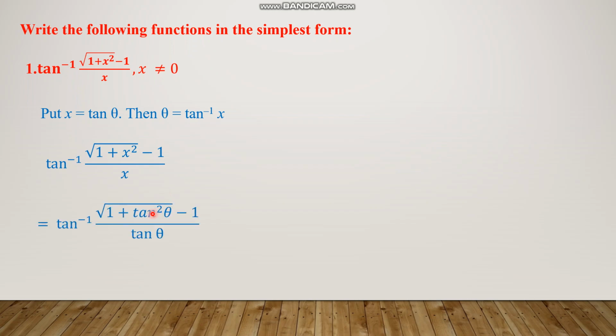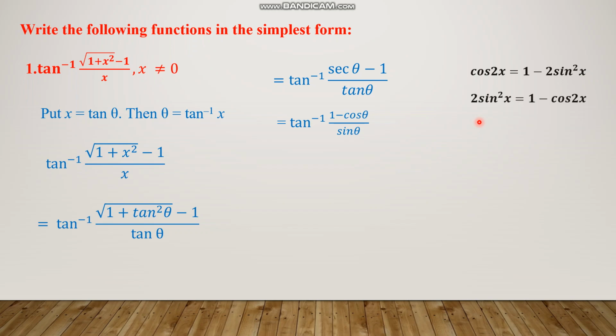That will be equal to root of 1 plus tan square theta minus 1, x is tan theta. And we know that 1 plus tan square theta is secant square theta, and its root is secant theta, minus 1 by tan theta. We can write secant theta as 1 by cos theta, and tan theta is sin theta by cos theta. So when you simplify, we get 1 minus cos theta by sin theta. And we know that cos 2x is 1 minus 2 sin square x. So 2 sin square x, when you simplify this, we get 1 minus cos 2x, but we have 1 minus cos theta here.